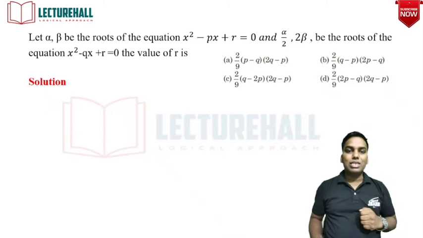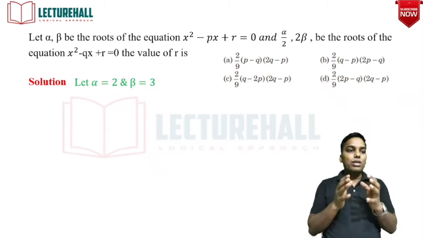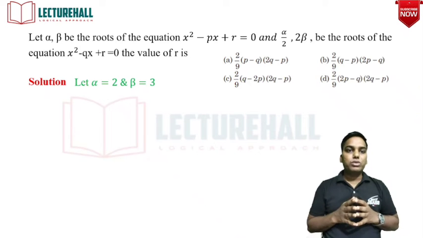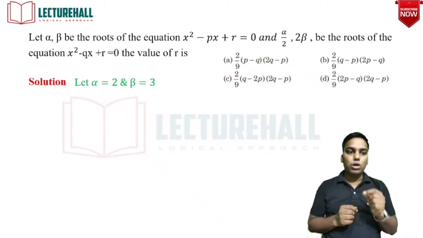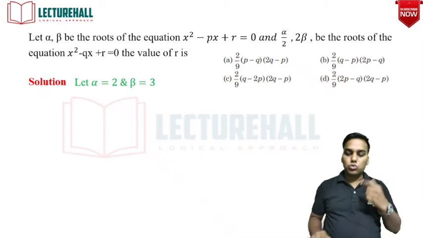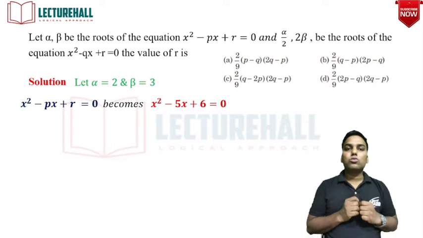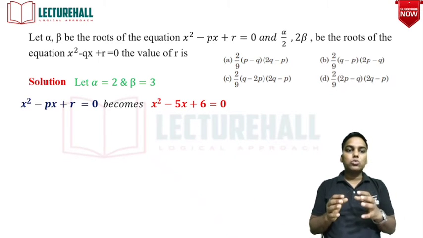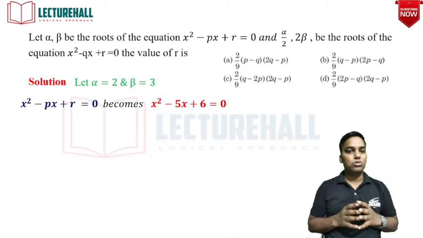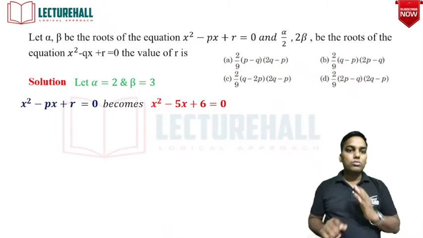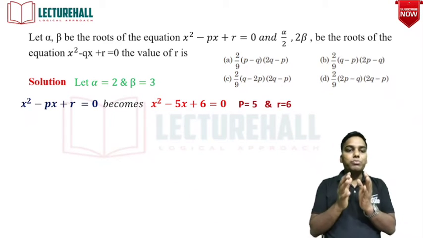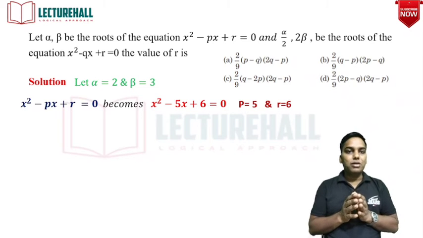For example, in this question, alpha, beta are the roots of the equation x square minus px plus r. What we can assume here is alpha is 2 and beta is 3. So the equation x square minus px plus r is equal to 0 becomes x square minus 5x plus 6 is equal to 0. What are the outcomes from here? We get p as 5 and r as 6.